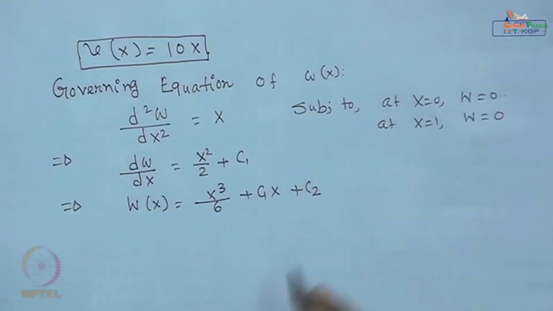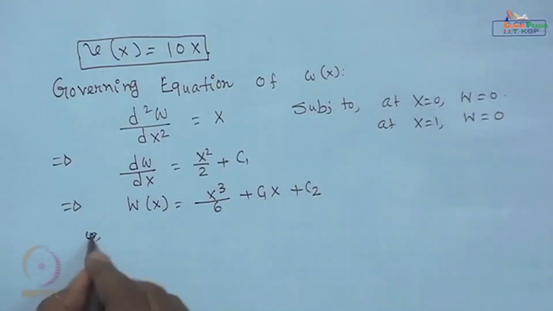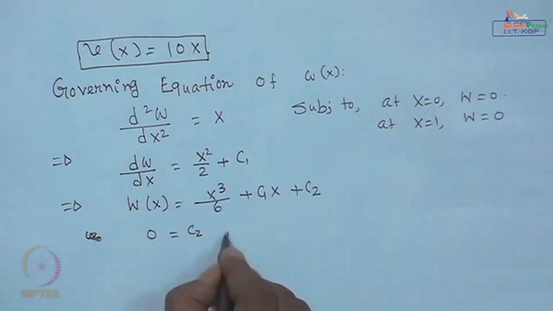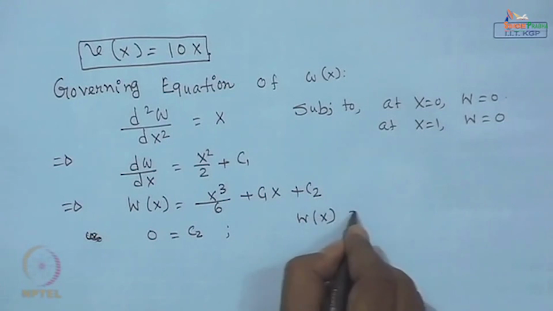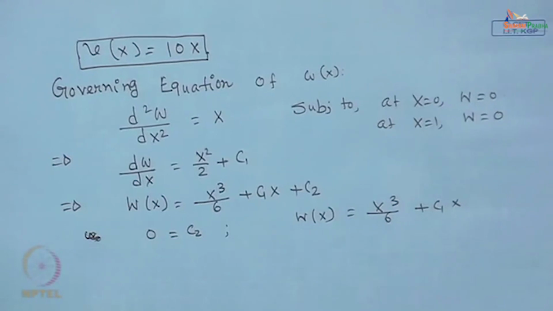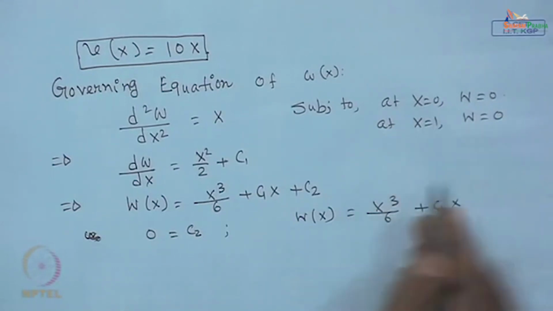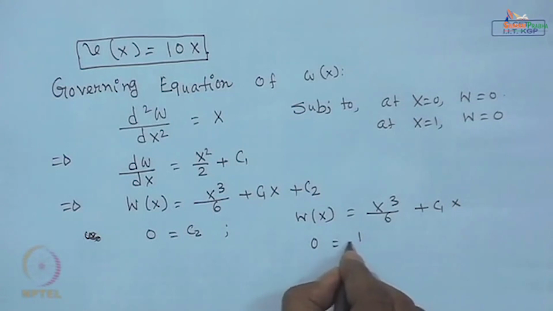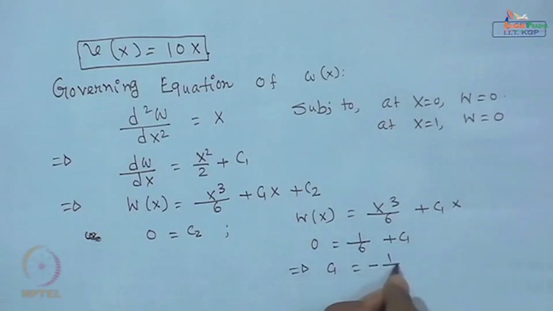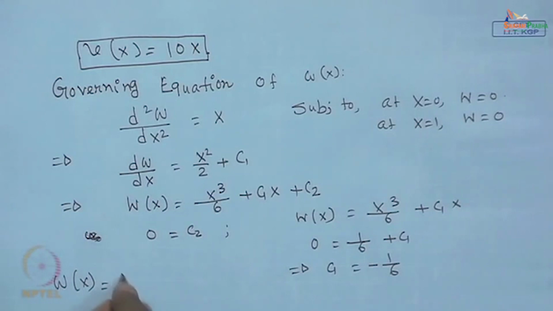Now, utilizing these two boundary conditions, at x equal to 0, w equal to 0. So, 0 is equal to c2. Therefore, w of x becomes x cube by 6 plus c1x, and at x is equal to 1, w is equal to 0. So, 0 is equal to 1 upon 6 plus c1. So, c1 is equal to minus 1 upon 6. So, w of x becomes x cube by 6 minus x by 6.